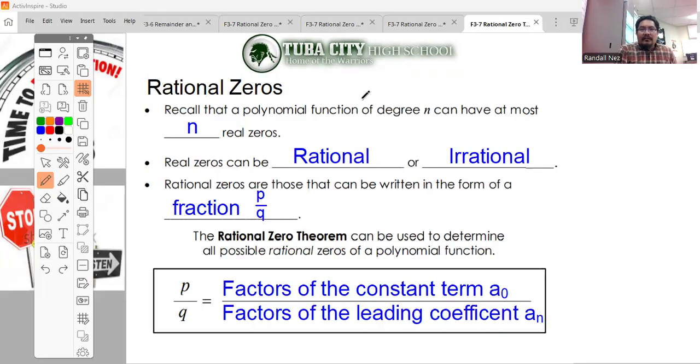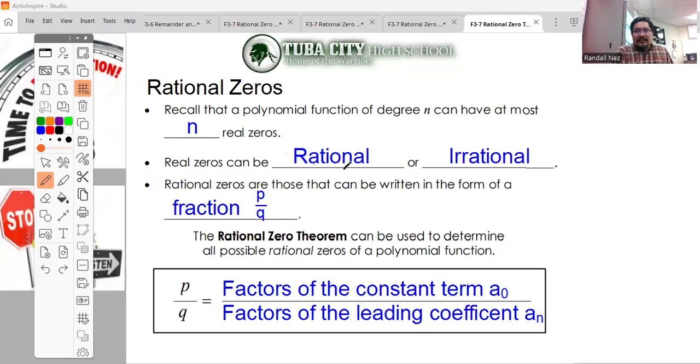Recall that a polynomial function of degree n can have at most n real zeros. So that's kind of like what we do all the time. Every time we try factoring something, at the last step, we check the degree. If it's a 4 degree, we should have 4 solutions, 4 zeros. So that's all it's telling us. That's just something we already know.